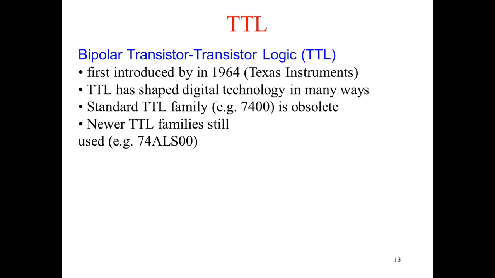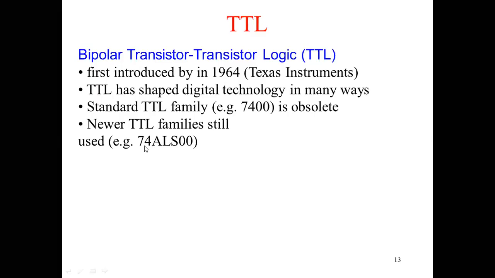Now come to the different types of logic family. First is TTL. TTL is bipolar transistor logic, introduced in 1964. It has shaped digital technology in many ways. The standard family is 7400. So whatever IC number starts with 74, you can directly say it is a TTL logic family. And nowadays it is just obsolete. A newer TTL family is still used, that is 74ALS. LS stands for low power Schottky. You have studied Schottky diodes.